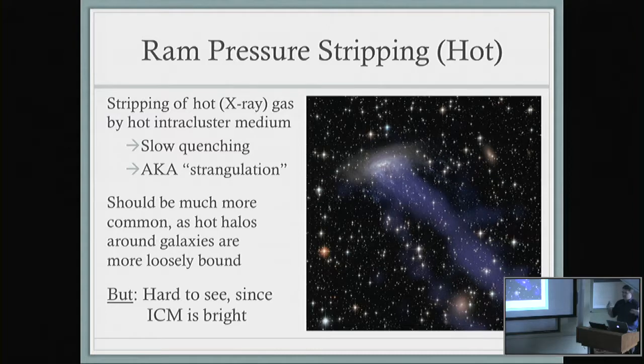And this is a beautiful picture, but it's sort of anecdotal. We don't have a sort of systematic search for this type of event in the cluster environment, and the reason for that is because it's very hard to see this stripping against the cluster environment, right? Because the ICM, the intercluster medium, is very, very bright in X-rays, and we're looking for a very, very faint stripping tail.